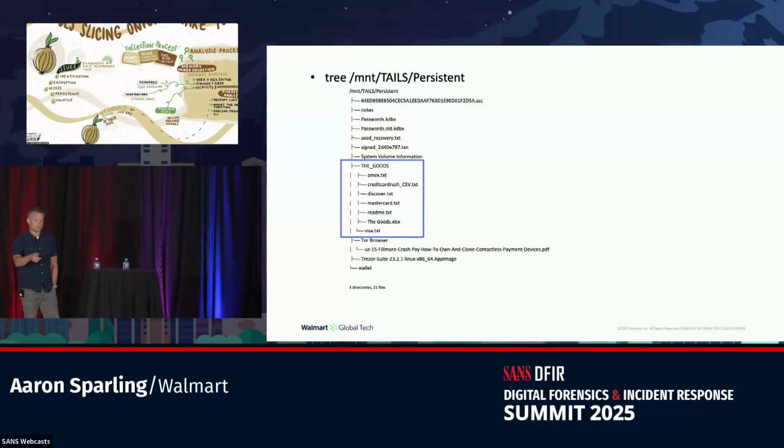Here, this is just showing that we've now decrypted that persistent partition that was encrypted, and we can start using our Linux host system that we're doing our analysis on. I'm running the tree command against that decrypted persistent drive, and you're seeing all the stuff that's sitting in the directory. In this case, it's just a bunch of text files that hold credit card numbers.